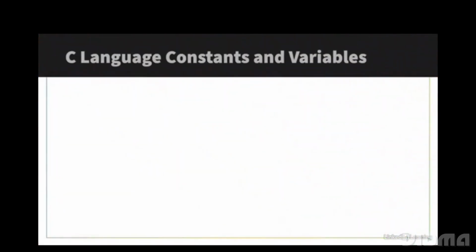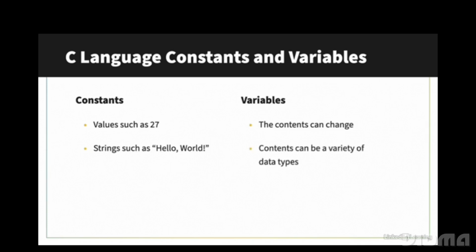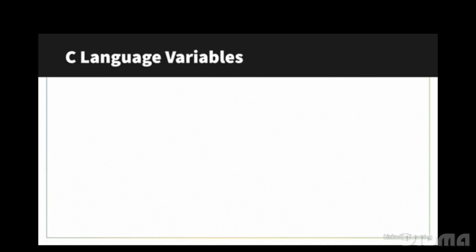C programs work with two types of data, constants and variables. The difference is that a constant value is specified directly, such as the value 27 or a string, "hello world." Variables, however, have contents that can change, which makes them powerful, but also a little bit more difficult to understand. It helps to think of a variable as a container for some type of data.